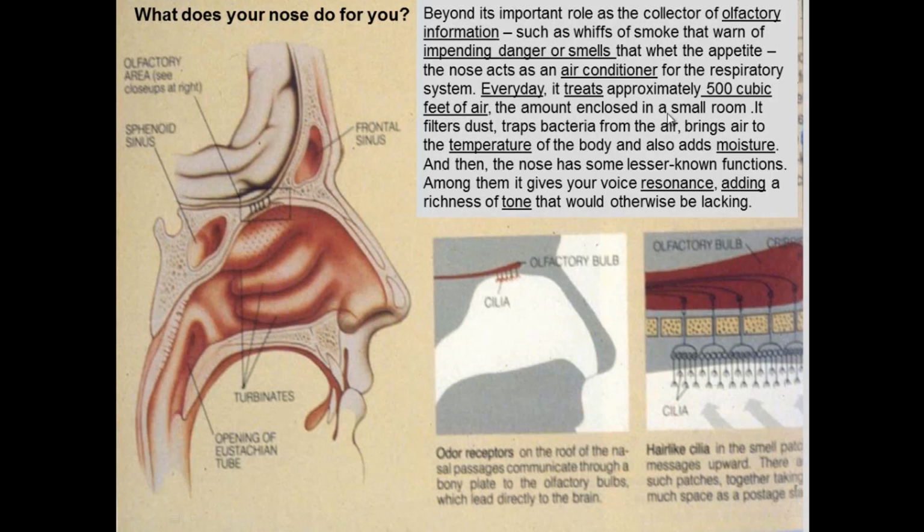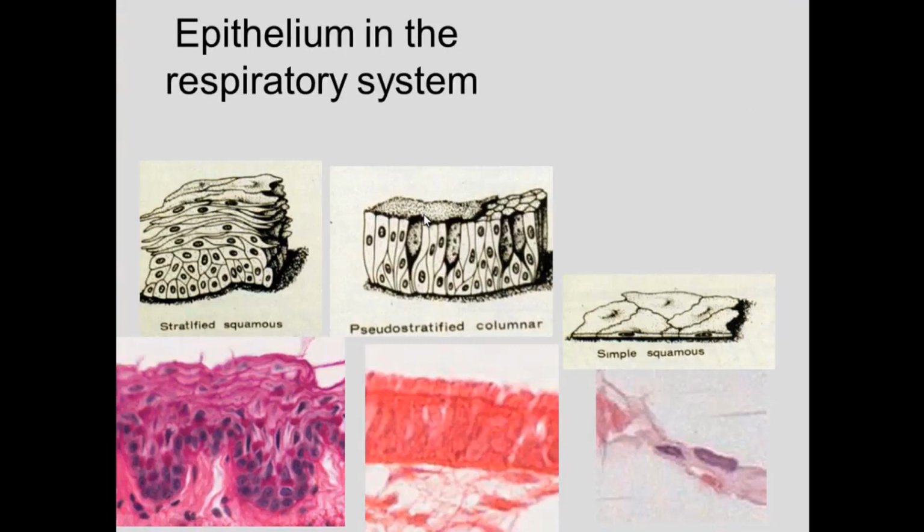It filters the dust out of these particles in the process, because as the air goes around these turbinates, it spins, and the dust particles, which are heavier, get thrown against the side and get caught in the mucus to be washed away. Also, the nose gives the tone, the resonance to our speech.